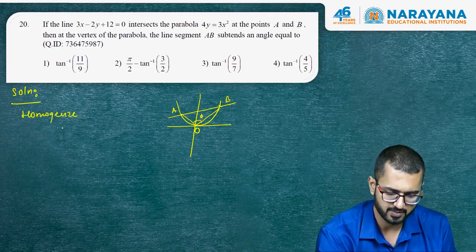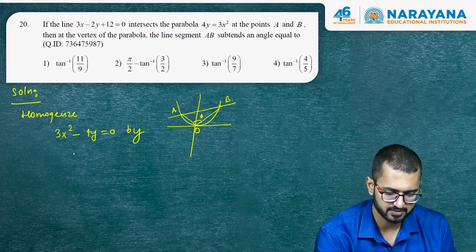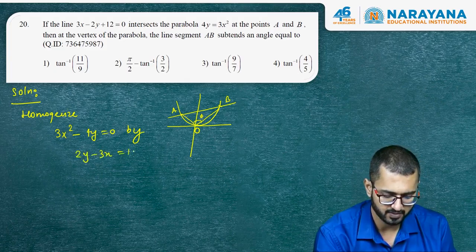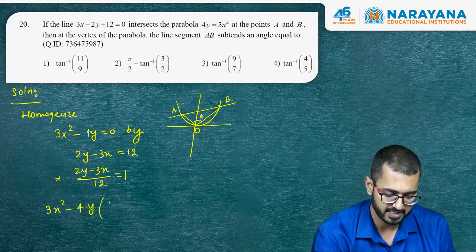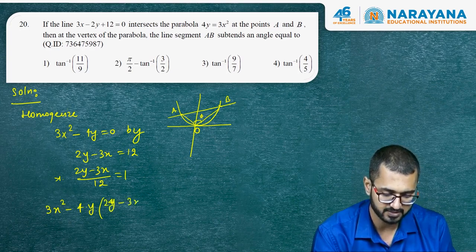We will homogenize the parabola. So 3x square minus 4y is equal to 0, and the line is given to us. So we'll write it in the proper form, like 2y minus 3x is equal to 12. So we'll divide by 12. So I'll be getting (2y minus 3x) by 12 equal to 1. Right? So let's homogenize. We'll write 3x square minus 4 times y, and then in place of 1 we'll write (2y minus 3x) upon 12.